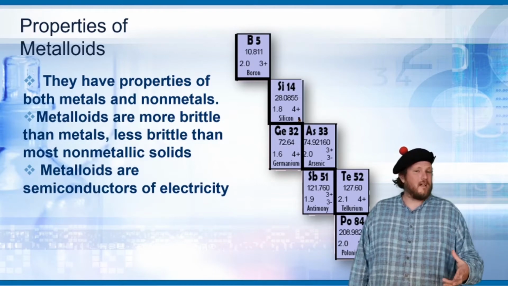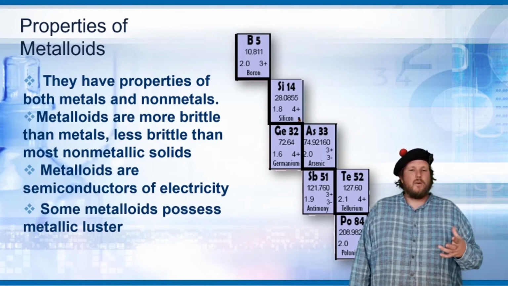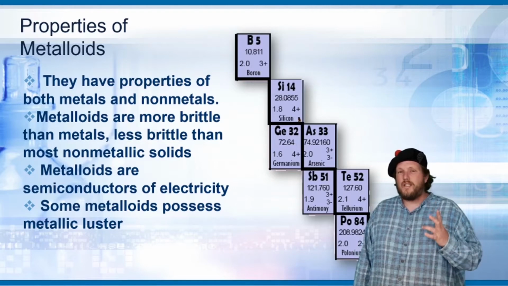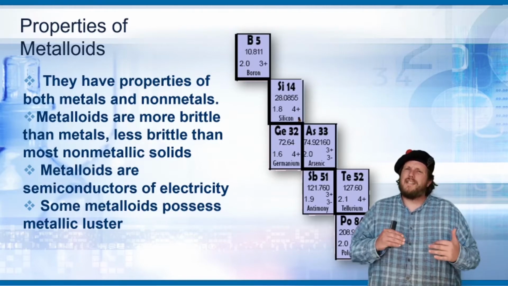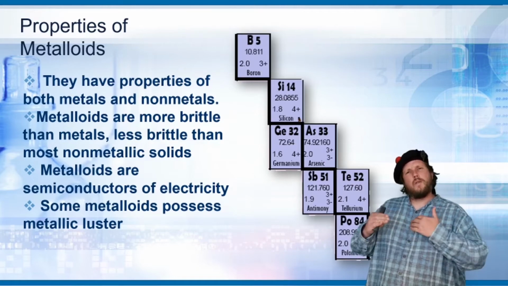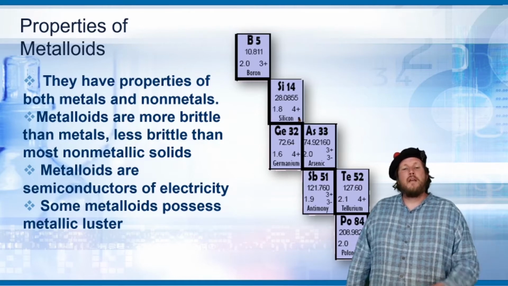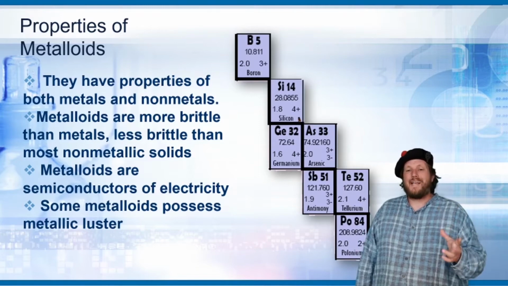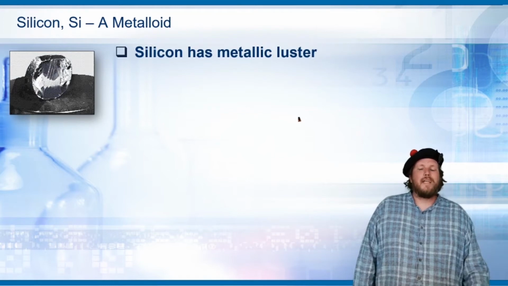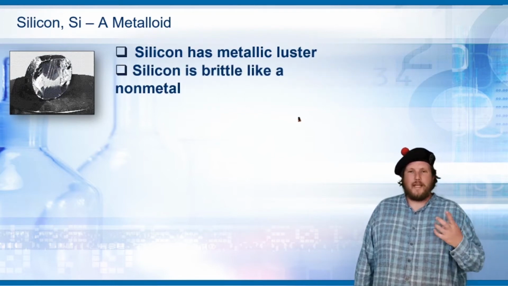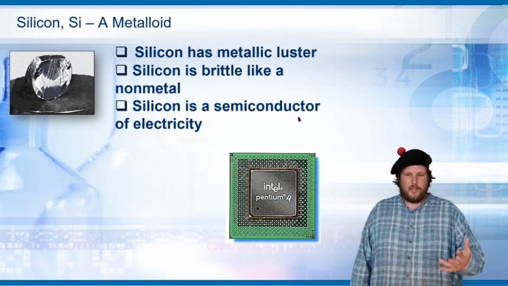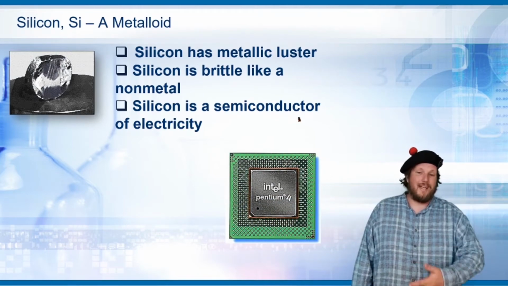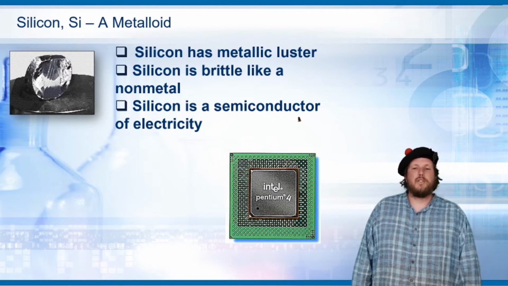They're semiconductors of electricity, and so that means they get used in computer chips and in the computer industry a lot. That means instead of conducting electricity all the time, they only conduct electricity when they get hot. Some metalloids possess metallic luster. Silicon in particular has metallic luster. It's brittle like a nonmetal. It's a semiconductor of electricity. It gets used in Pentium chips and in other silicon computer chips.